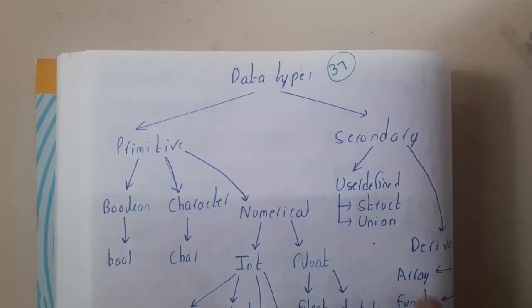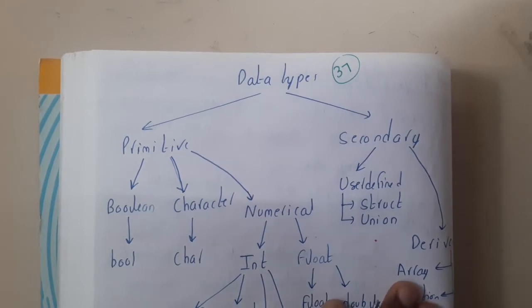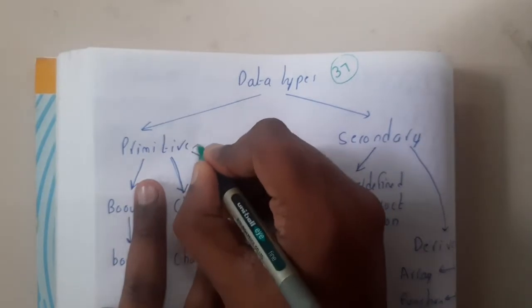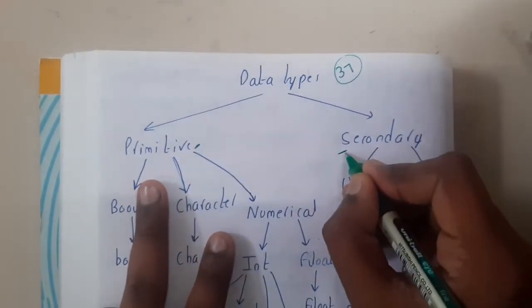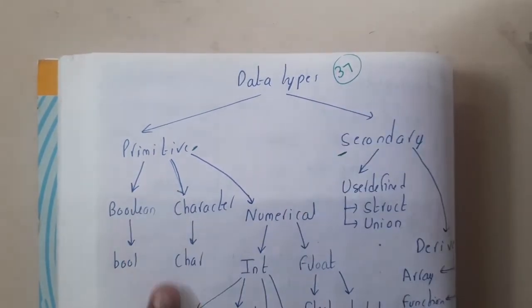In this lecture, let us go through different types of data types. Data types are divided into two types. The first type is primitive and the second type is secondary, or non-primitive. Few members call it non-primitive.